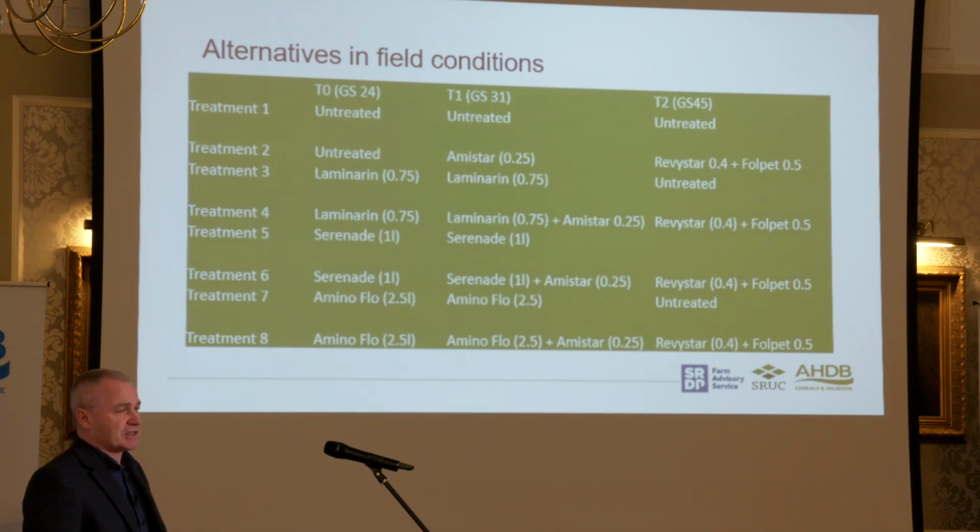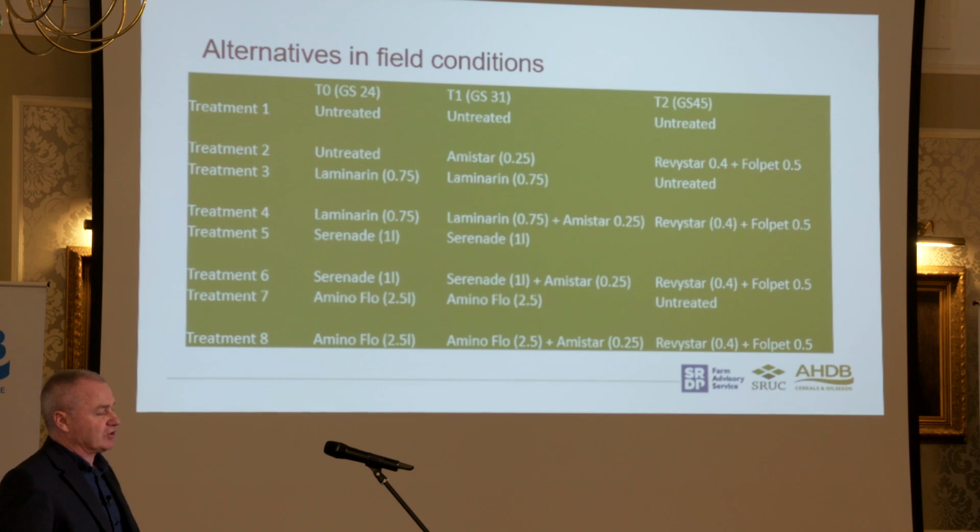Serenade is a Bacillus subtilis. It's a biofungicide, again in combination with a reduced rate fungicide. AminoFlow is a biostimulant, which we've seen in previous trials at SRUC can give a significant increase in spring barley yield if it's used late in the season. So that's AminoFlow again in combination with a low fungicide input. Because we're using the Serenade, we've had to use Amistar.